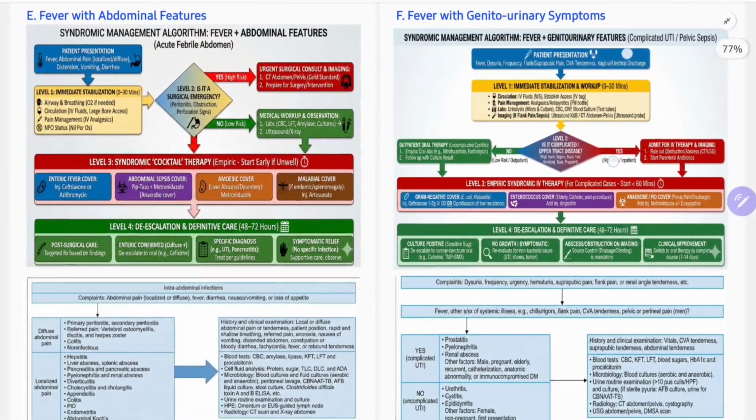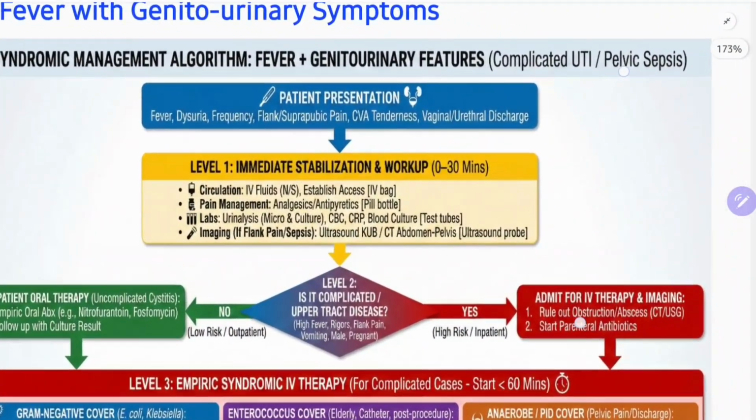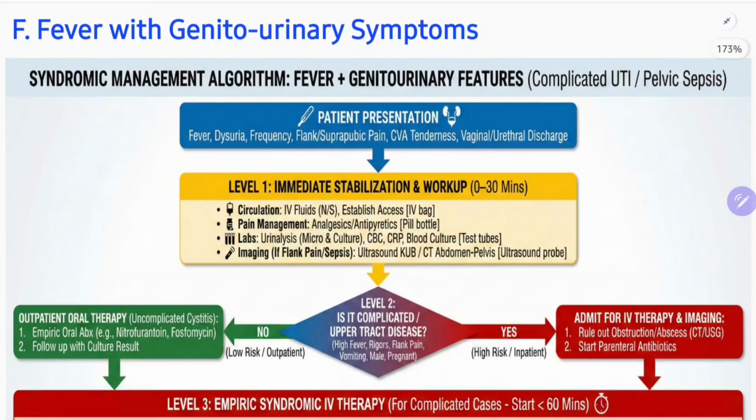Now coming to fever with genitourinary symptoms. In fever with genitourinary symptoms, it can be complicated UTI or it can be pelvic sepsis. So patient presentation will be fever with dysuria or frequency or flank pain or suprapubic pain, costovertebral angle tenderness, meaning renal angle tenderness, vaginal or urethral discharge. Immediate stabilization of circulation, pain management, lab: urine analysis, CBC, CRP, blood culture, and ultrasound KUB or CT abdomen pelvis.